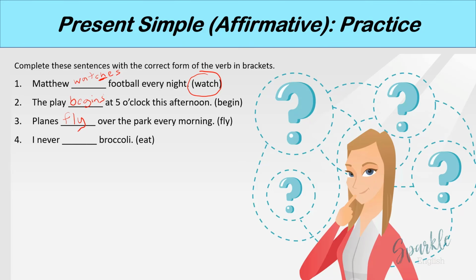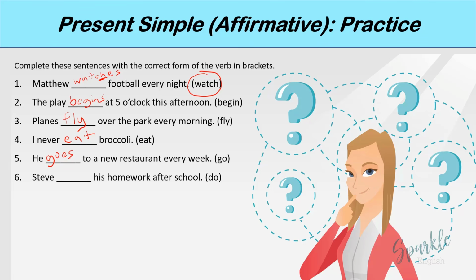Number 4, I never broccoli. Here we just write eat. I never eat broccoli. Number 5, he to a new restaurant every week. Now go is irregular, so we have to write goes, G-O-E-S. He goes to a new restaurant every week. Number 6, Steve his homework after school. Steve is a he, so we write Steve does, D-O-E-S, his homework after school.